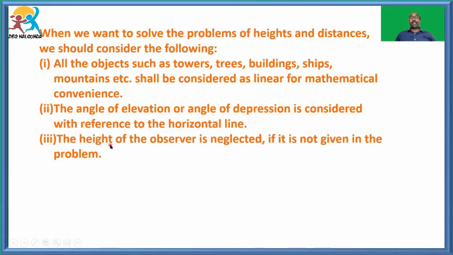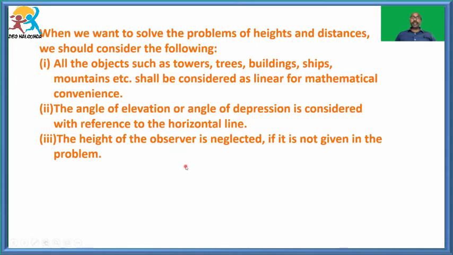And the third thing is the important point. The height of the observer is neglected if it is not given in the problem. So if the height of the observer is given, we have to consider the height. But if it is not given, we need not consider that height. Okay. So these are the important points that we must remember before solving the problems of applications of trigonometry.